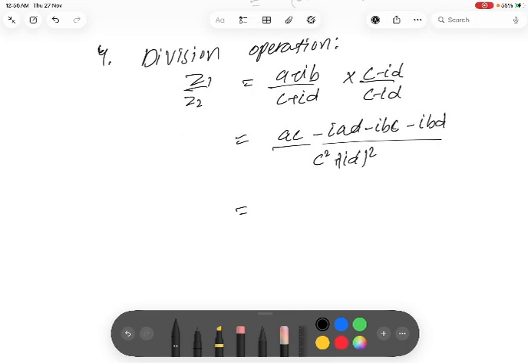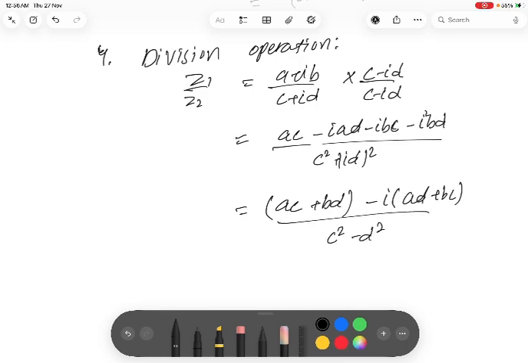Iota square is equal to minus 1, that is minus into minus is plus, so we get AC plus BD plus iota times BC minus AD, upon c square plus d square. This is the division operation.